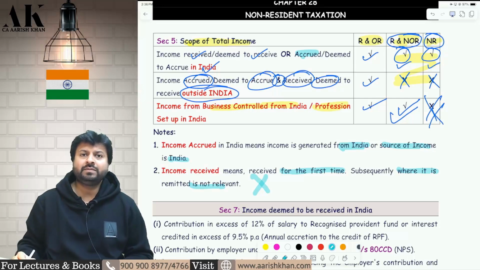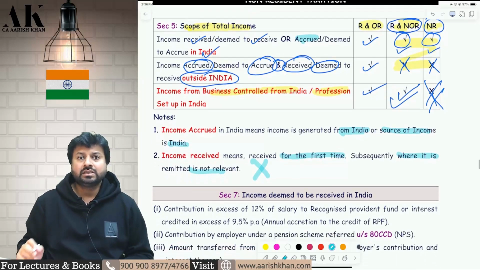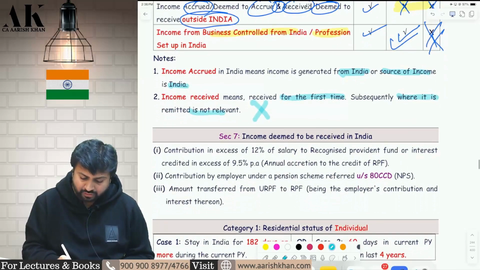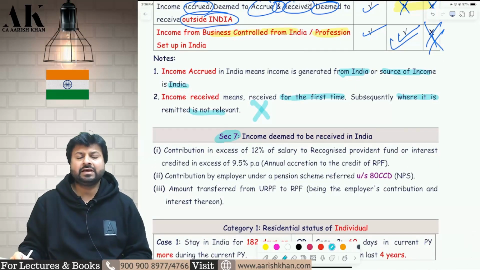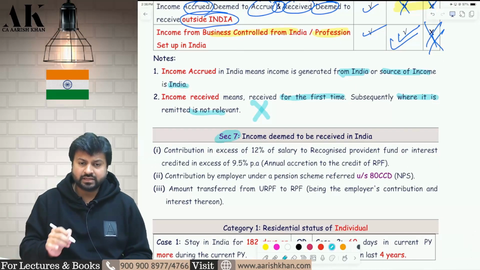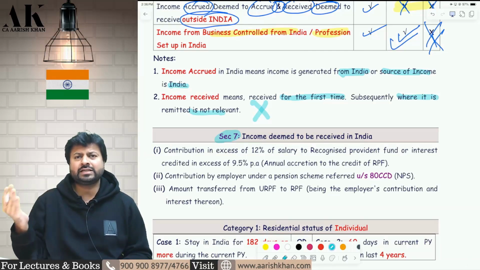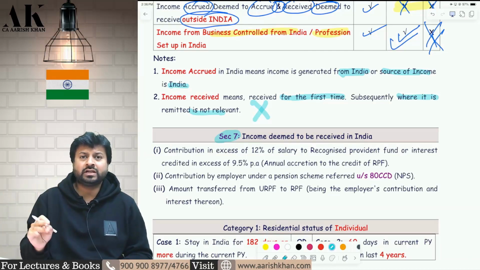Thirdly, what do I mean by the term deemed to receive in India? The term deemed to receive in India is defined under section 7. Now what is written in section 7? Listen carefully. All these points are related to the chapter of salary, and therefore it is not much important for us, because in CA Final the chapter of salary is not relevant now.